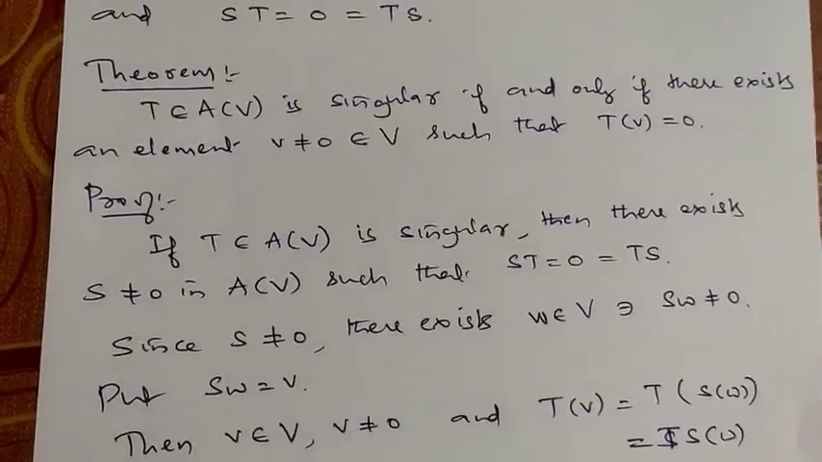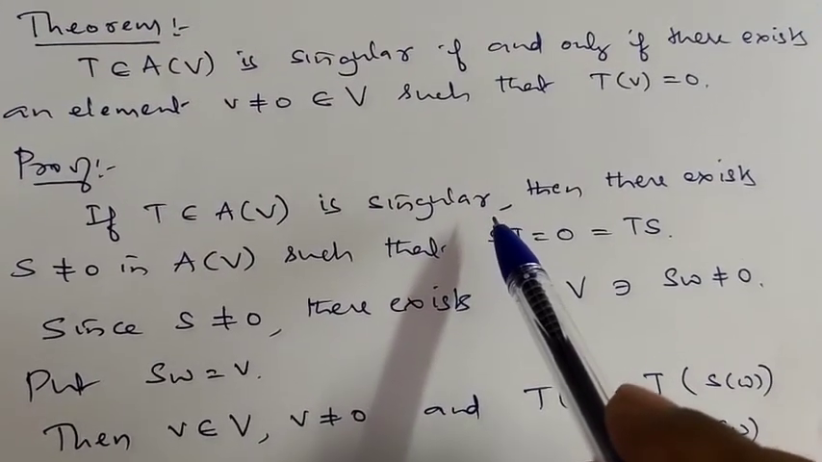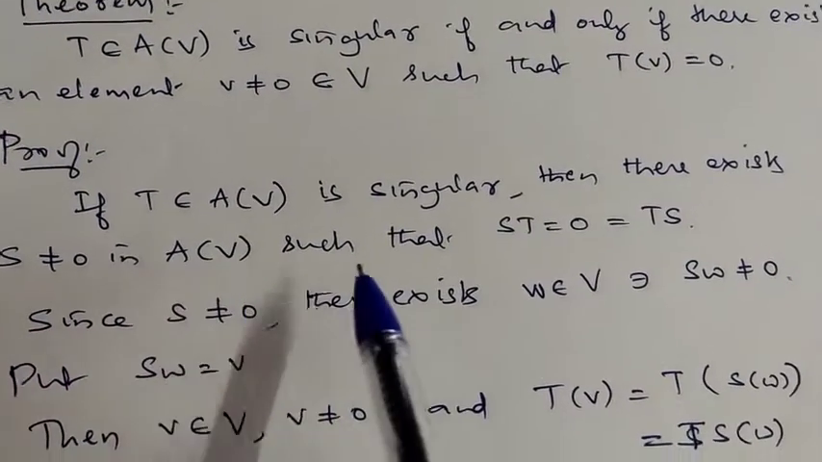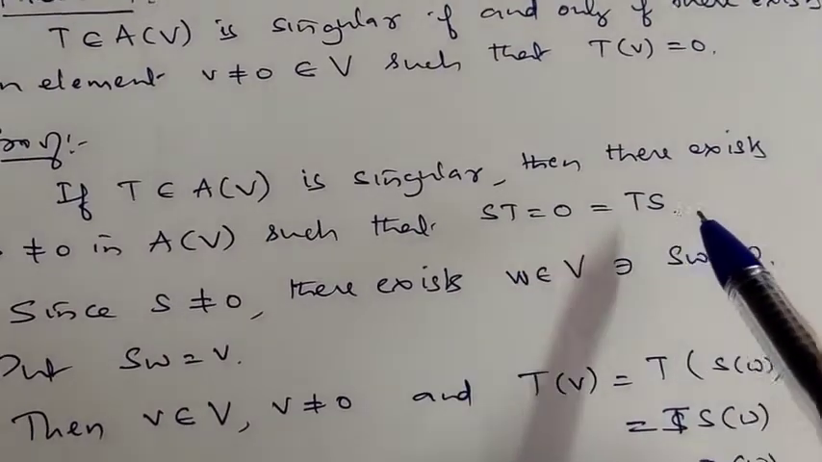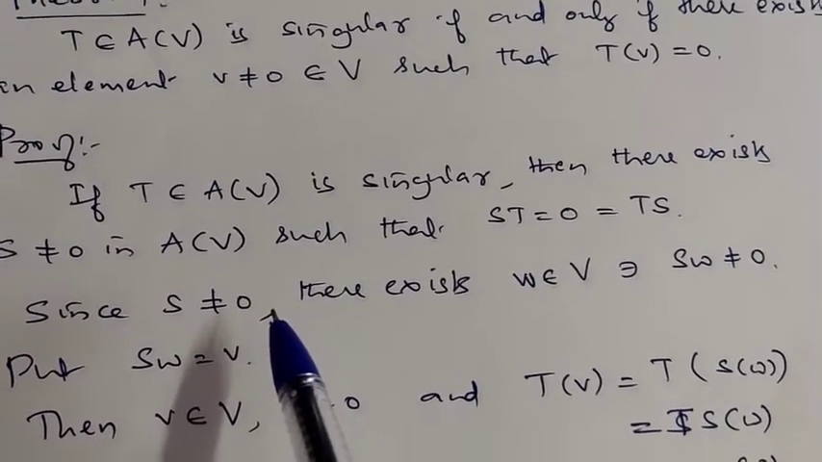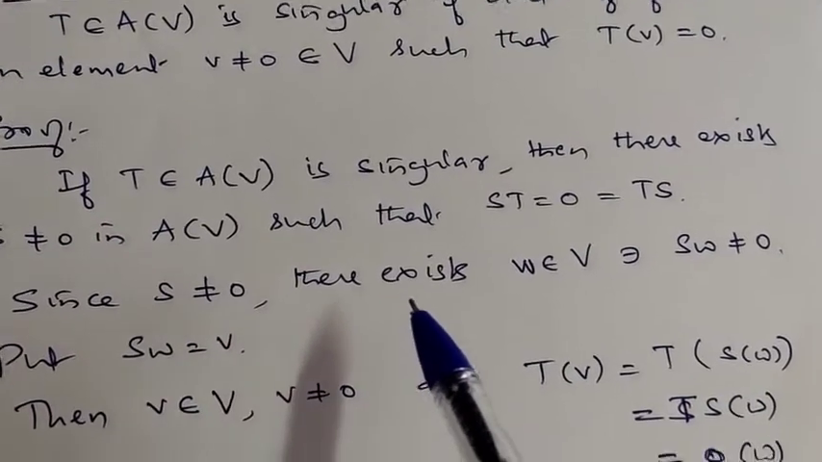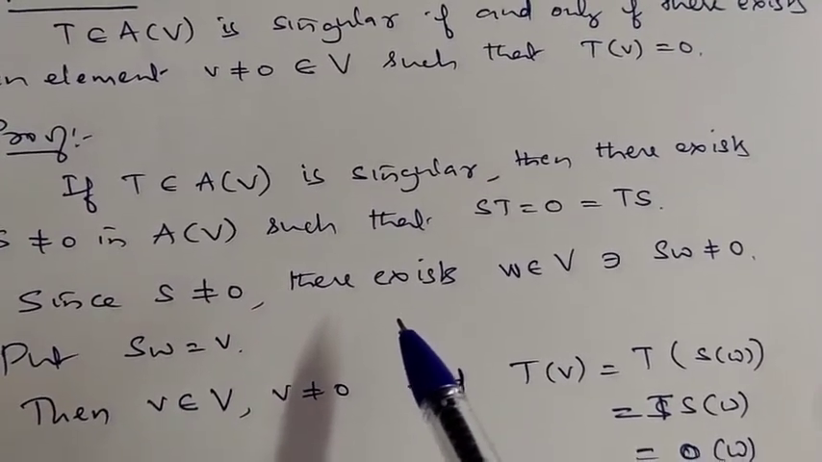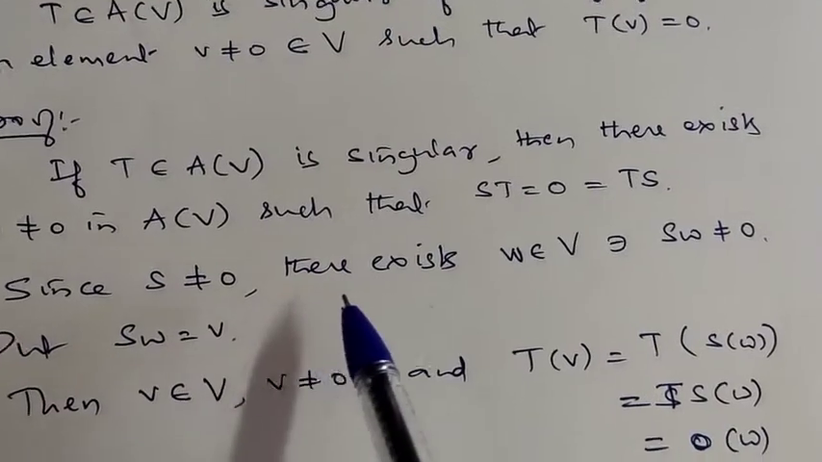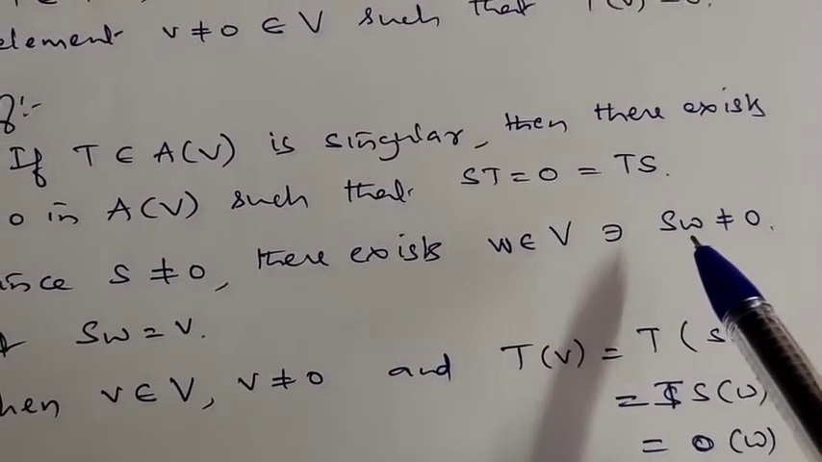So let us prove this. Suppose T belongs to A of V is singular. Then by the above corollary, there exists some non-zero transformation S in A of V such that S into T is 0 as well as T into S is 0. Now S is not equal to 0 means it transforms at least one non-zero vector to a non-zero vector. So since S is non-zero, there exists some vector, say W, belonging to V, such that S of W is not 0.